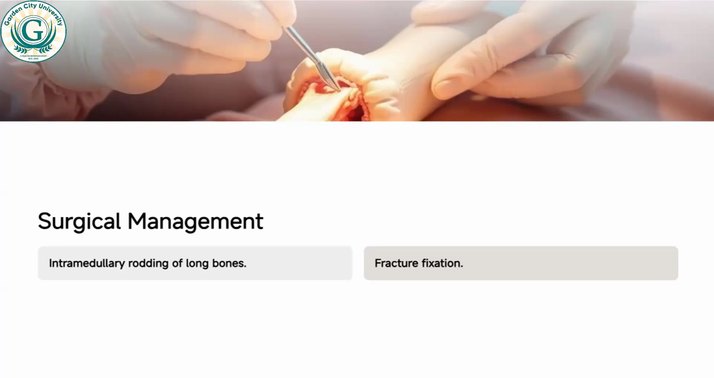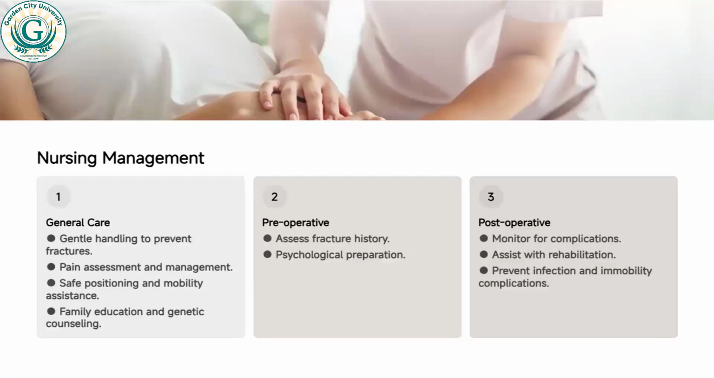The nursing management: general care, we have to handle them to prevent fracture. Remember, these people are more prone to fracture, so when you are taking care of them, you have to handle them with care. Anything that will predispose them to injury or fracture, we have to avoid. We assess the pain and manage it. Once you assess the pain using the pain rating scale, whatever the person rates it, you give pain medication as expected.